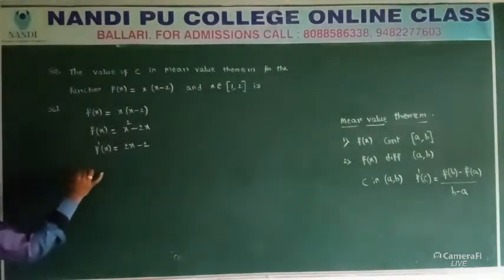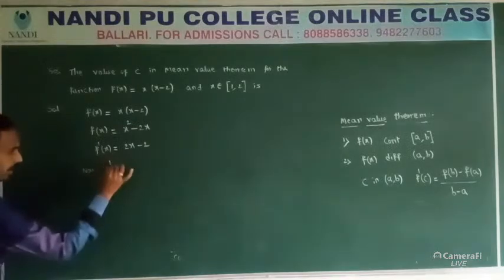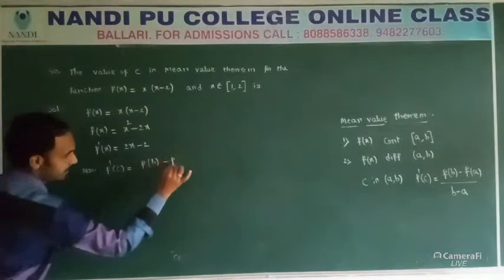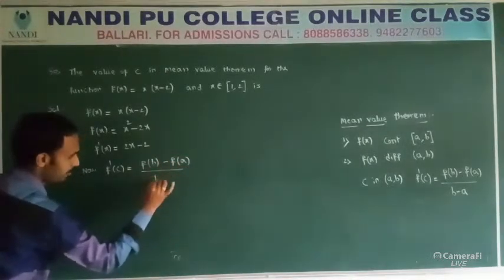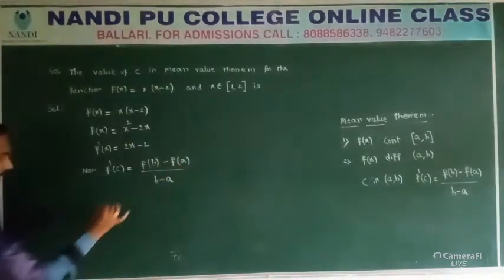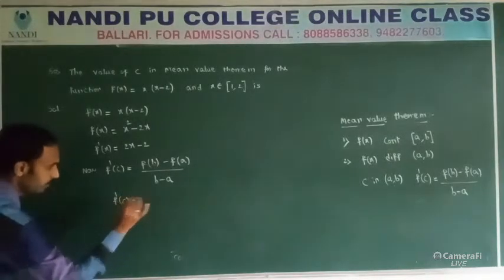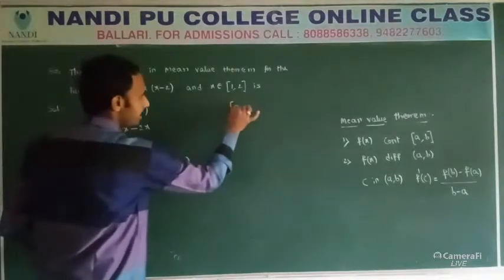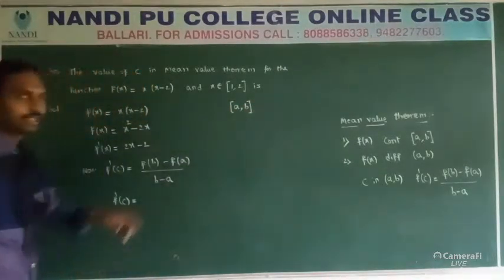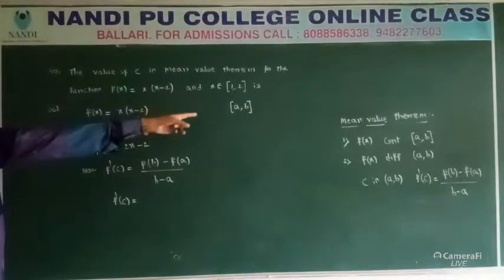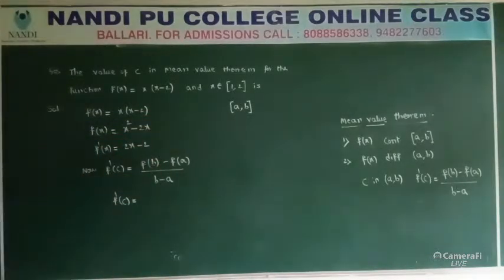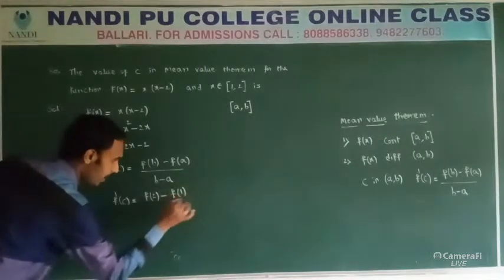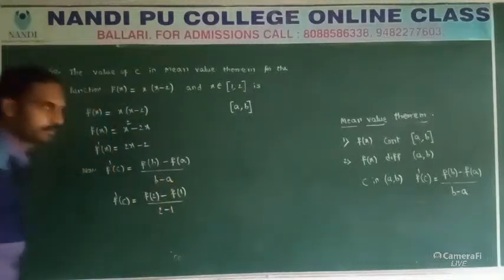Now write the formula for c. f'(c) is equal to (f(b) minus f(a)) divided by (b minus a). Right. What are a and b? The given interval is in the form x belongs to the closed interval [a, b]. So f(b) means f(2), f(a) means f(1), divided by b minus a, 2 minus 1.